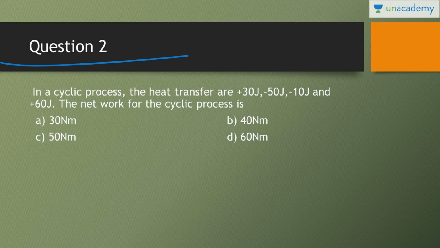Here comes the second question. In a cyclic process, in the first law of thermodynamics, if you remember, net heat transfer is equal to net work transfer, sigma Q is equal to sigma W. Heat transfers are plus 30 kilojoule, minus 50 joule, minus 10 joule and plus 60 joule. We have to find the net work transfer for the cycle. Net heat transfer is equal to net work transfer, so if you calculate the net heat transfer, automatically you will get the net work transfer.